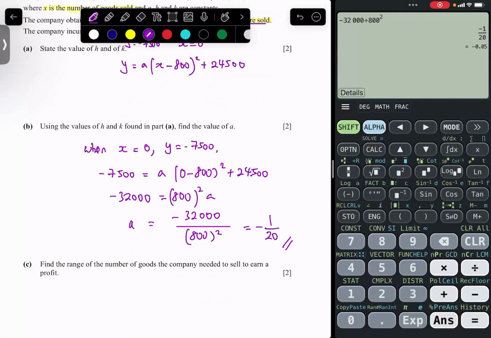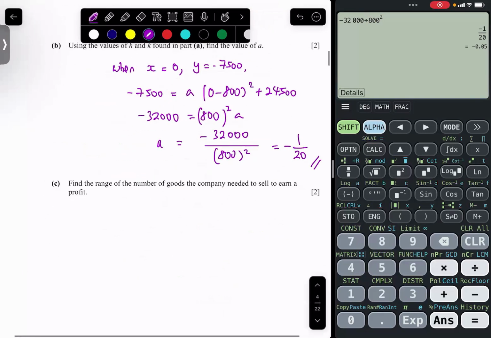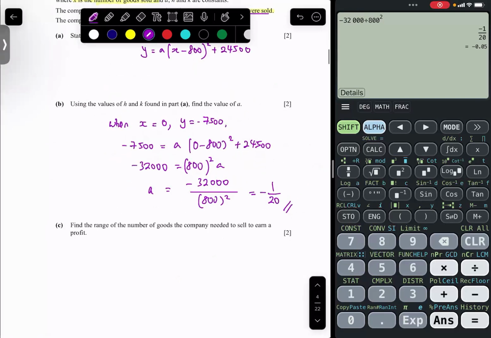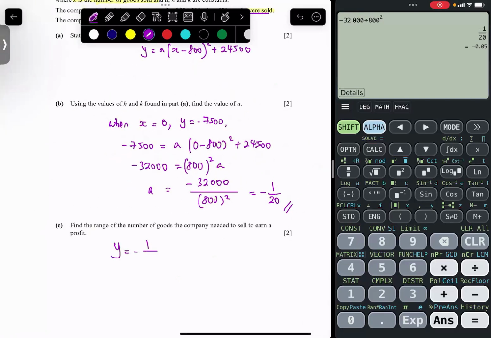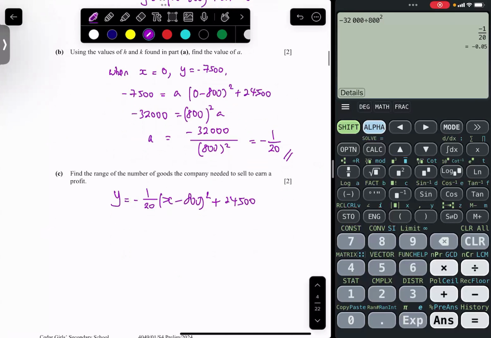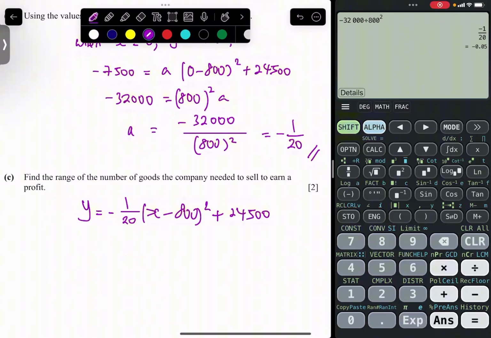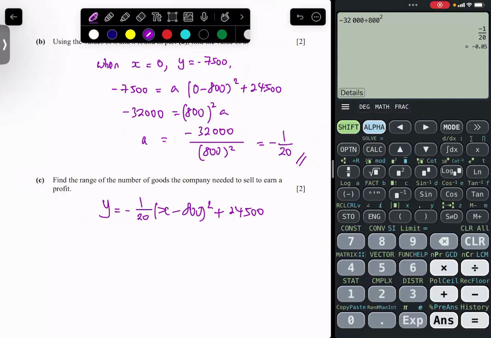Find the range of the number of goods the company needs to sell to earn a profit. To earn a profit, our y must be greater than 0. So now that we have the equation y equals negative 1 over 20 (x minus 800) squared plus 24,500, let's find out where the break-even point is, where y equals 0. In other words, we want it to be more than 0.